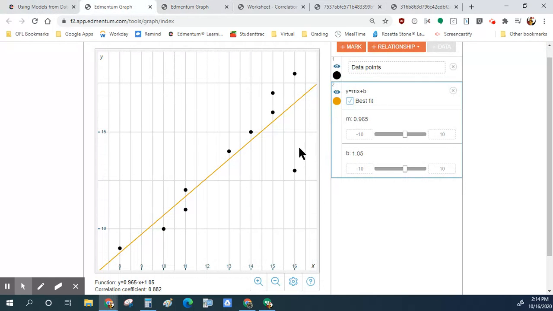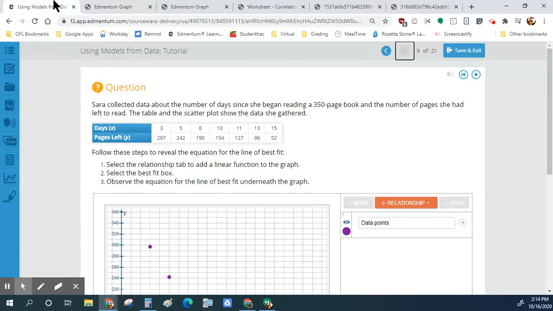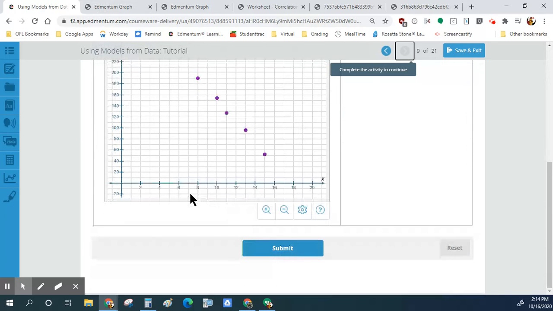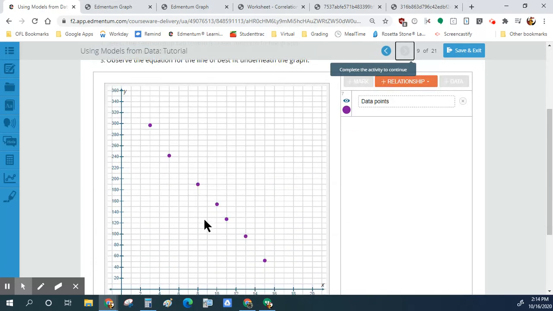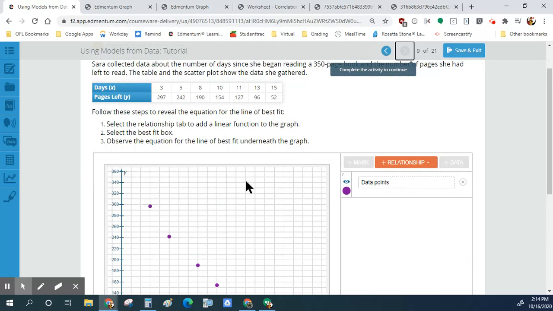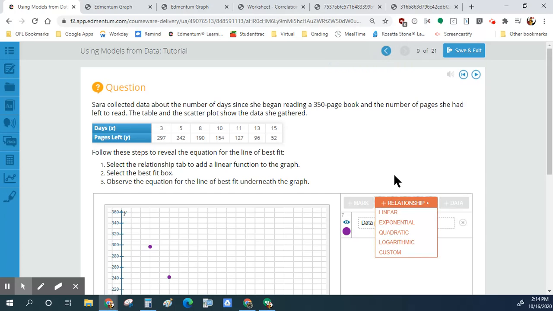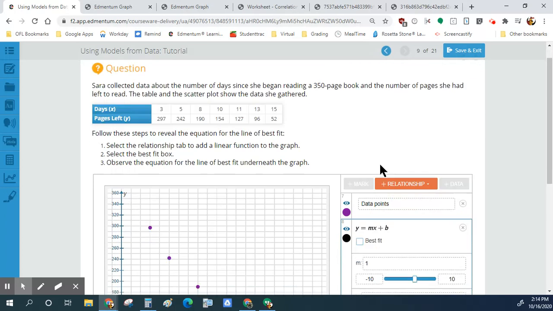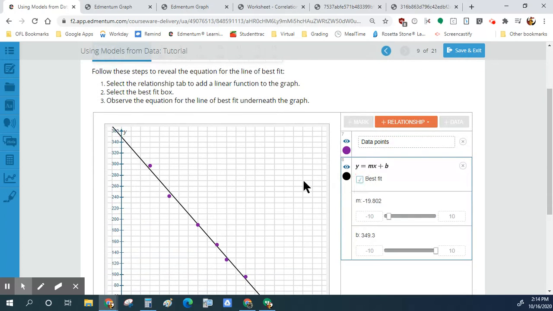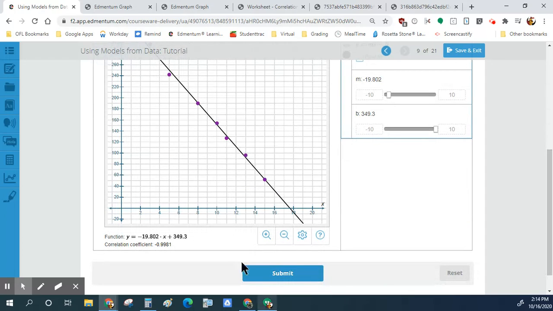Keep this in mind because it is part of the unit activity. So let's get into this. Going into this, we have all of these data points. We want to see if we can make a line. So what we're going to do here is click relationship, click linear, and then click this best fit line. That creates the line for us.